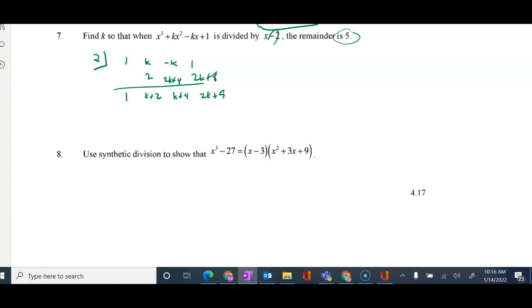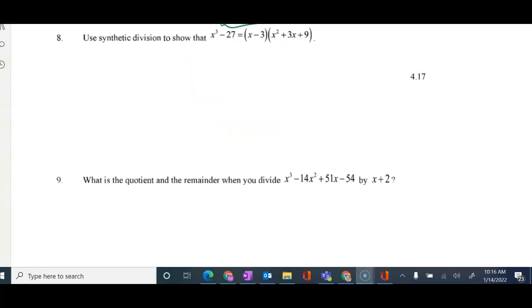And it says, what would k be in order for this remainder expression right here to equal 5? So we solve that. 2k equals negative 4, k equals negative 2. K would have to equal negative 2 for the remainder to be 5.